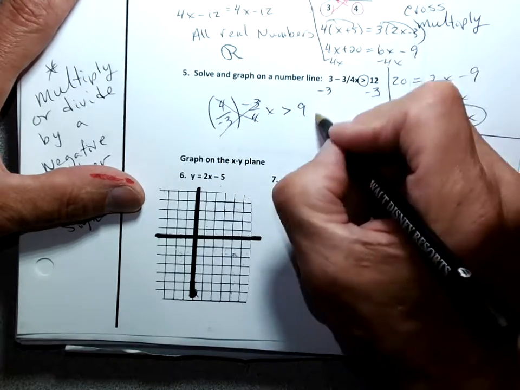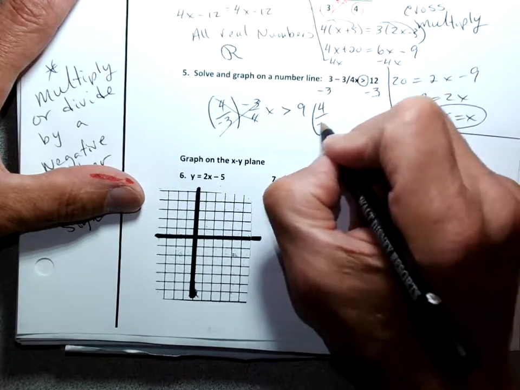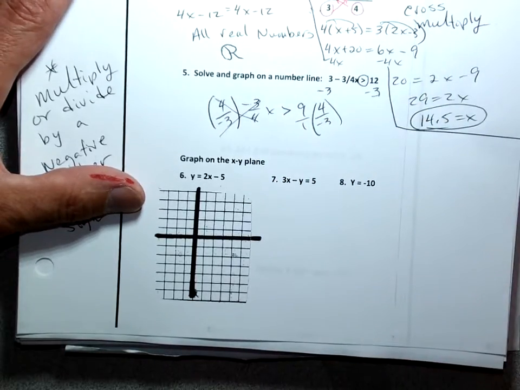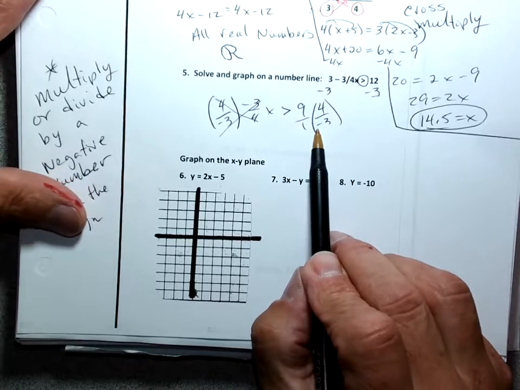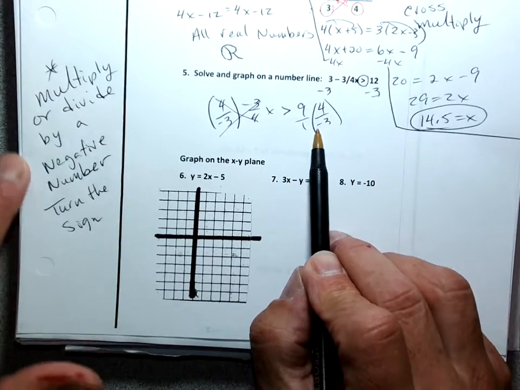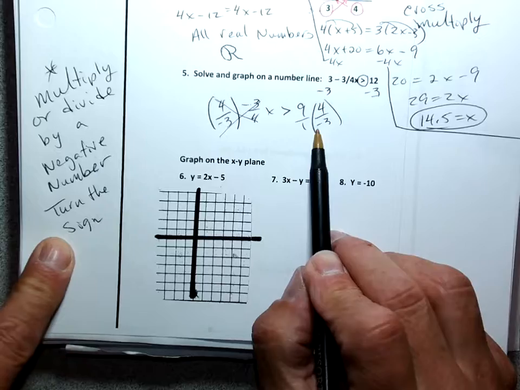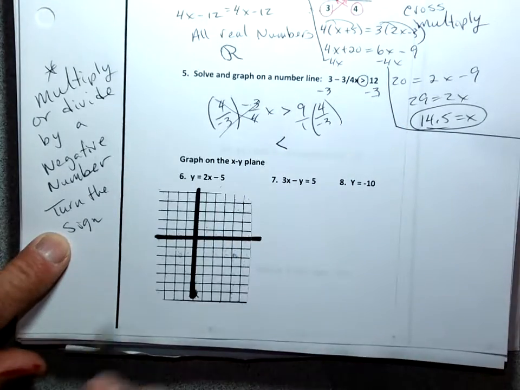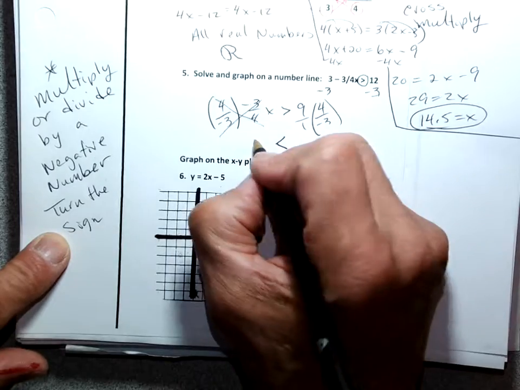Does that make sense? So if I come over here and multiply by 4 over negative 3, I better make that a 9 over 1. It's going to help me, right? So I multiplied by a negative number, didn't I? So over here, my column says multiply or divide by a negative number, turn the sign. So I'm going to take this greater than symbol and make it less than, okay? That's gone, so I'm just left with x.